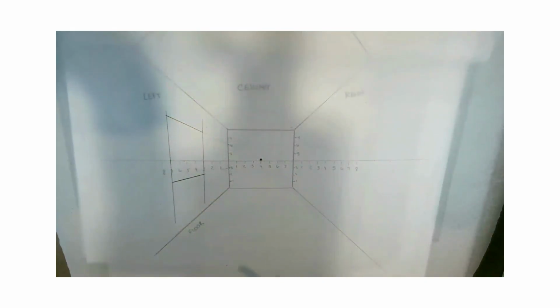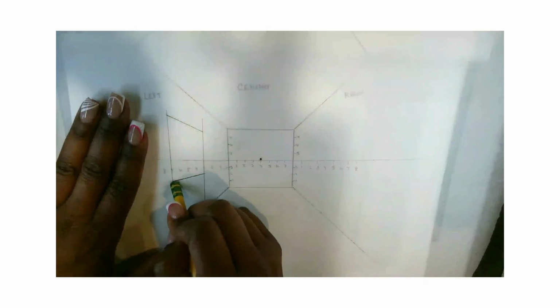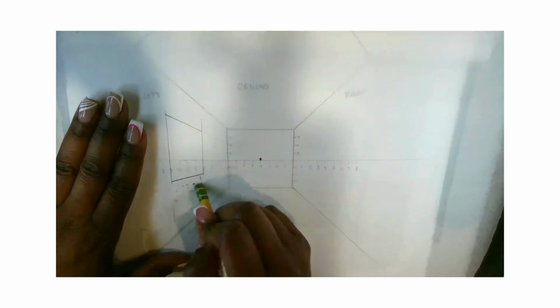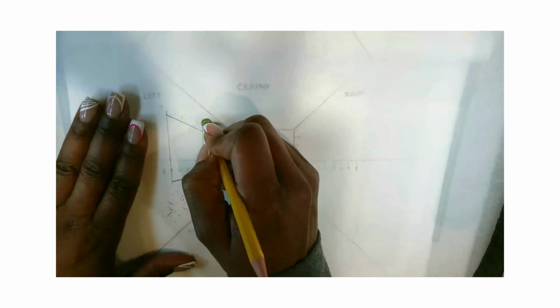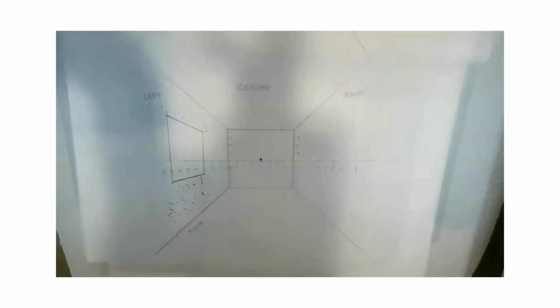Going through my drawing, I am going to erase things that I don't need. So let's remove these extra lines that were extended, at least around the window here. So now we have our completed window.